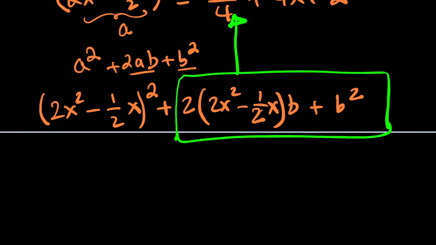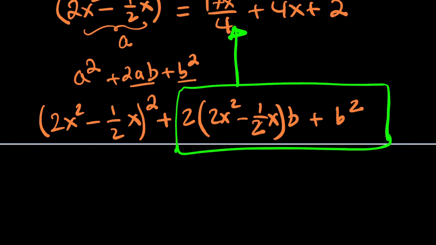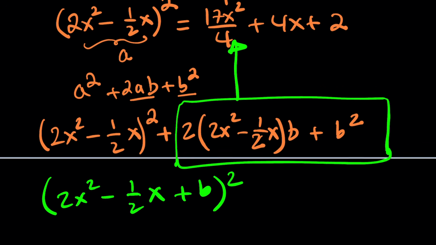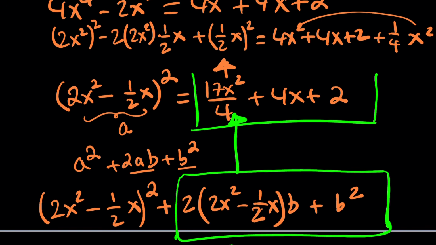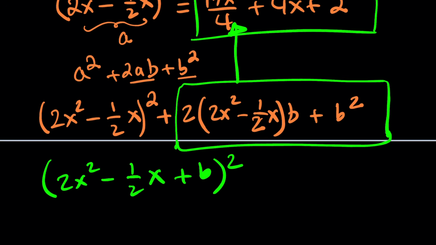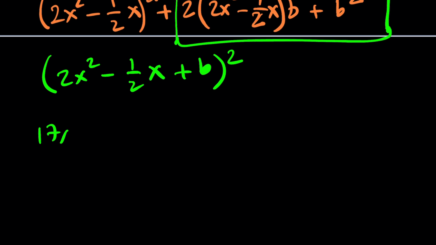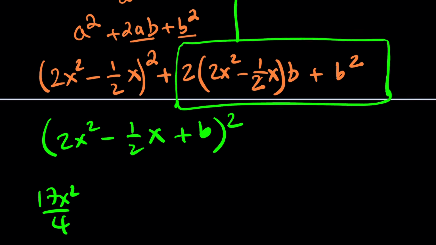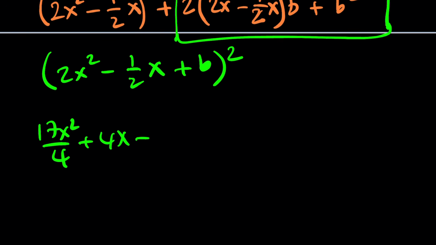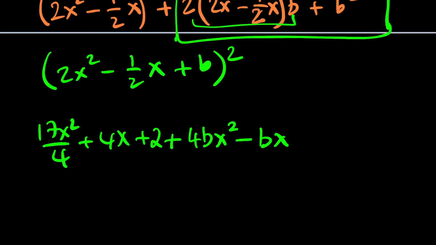Now, when you add that to the right-hand side, the left-hand side is not that important because we now know that the left-hand side is a perfect square. Great. So let's go ahead and add this to the right-hand side and see what happens. We start with 17x squared over 4 plus 4x plus 2 plus this. That is going to be 4bx squared minus, and the 2 and the 1/2 cancel out, leaving us with minus bx, plus b squared. That's what we're adding, in other words.